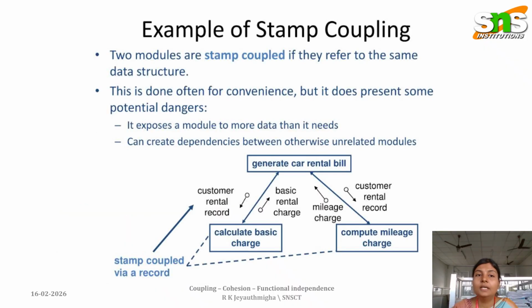Stamp coupling. Two modules are stamp coupled if they refer to the same data structure. This is done often for convenience, but it does present some potential dangers. It exposes a module to more data than it needs. It can create dependencies between otherwise unrelated modules.